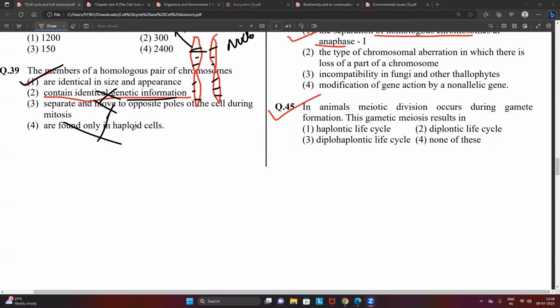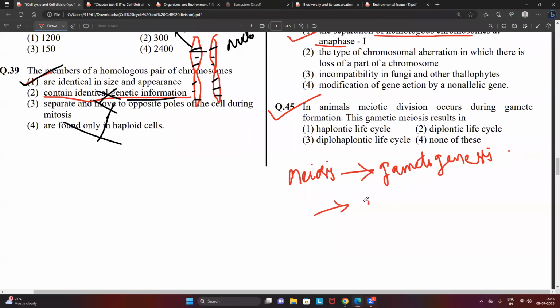What is the question saying? In animals, meiotic division occurs during gamete formation. This gametic meiosis results in... First of all, listen to my words. In an animal cell, where meiosis occurs during the formation of gametes, we call it gametogenesis. The other name for gametogenesis is gametic meiosis.